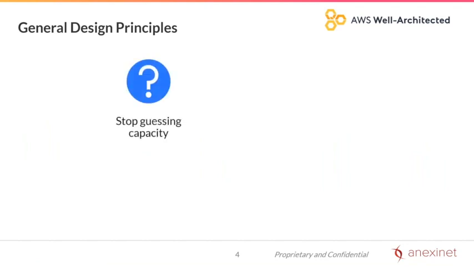The general design principles, I just mentioned the first one, which is stop guessing at capacity. There was a time, and if you're running an on-premises data center today, you're still very much in this, that you have to purchase capacity for your applications on like a 3 to 5 year life cycle.